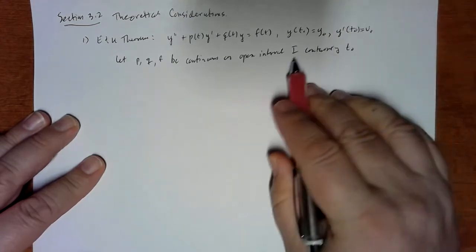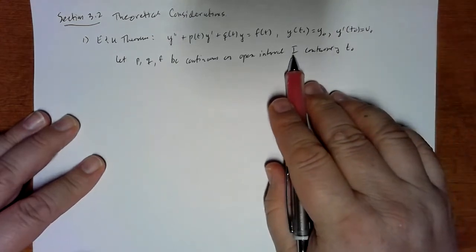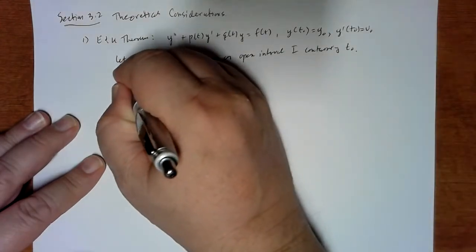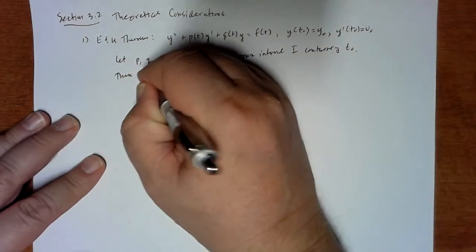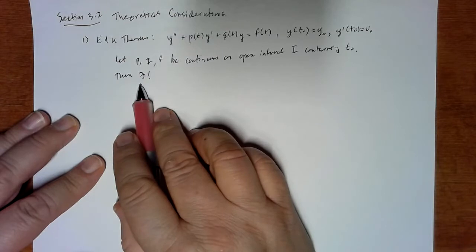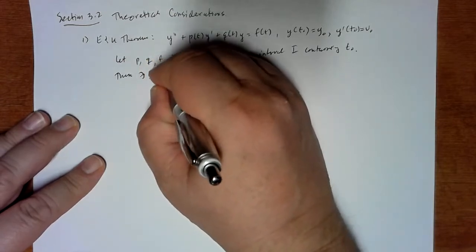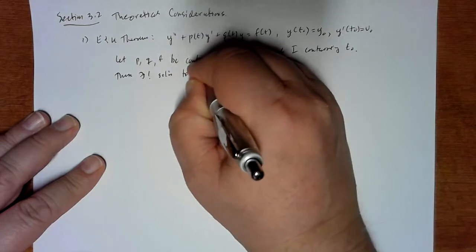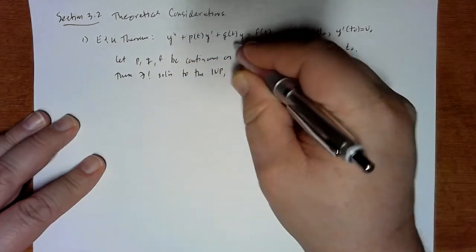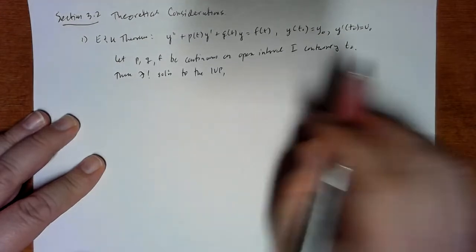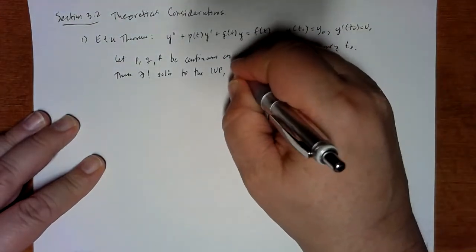t0, and we want to take I to be the biggest such interval, right? Then there exists a unique solution. Remember our notation? There exists a unique solution to the IVP. And it persists, I guess you could say, on the entire interval I, valid on I.